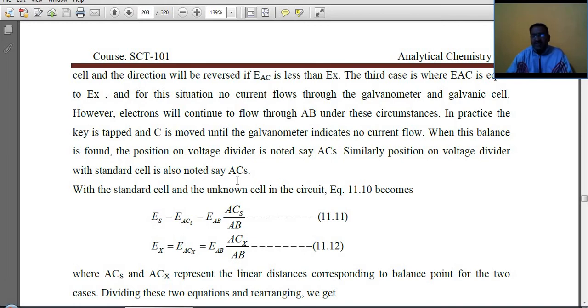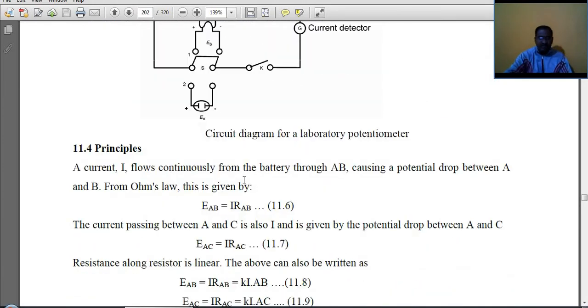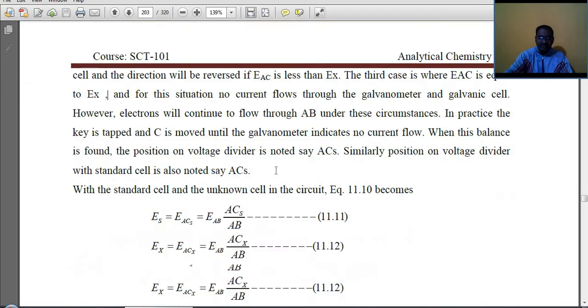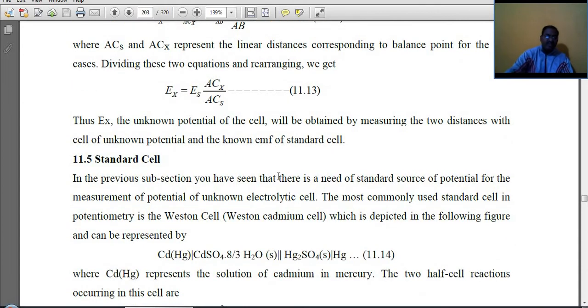The entire explanation is based on this diagram. This diagram we developed from Ohm's law only. Just go through it carefully. Here EX is the unknown potential of the cell, which will be obtained by measuring the two distances with the cell of unknown potential and the known EMF of the cell.